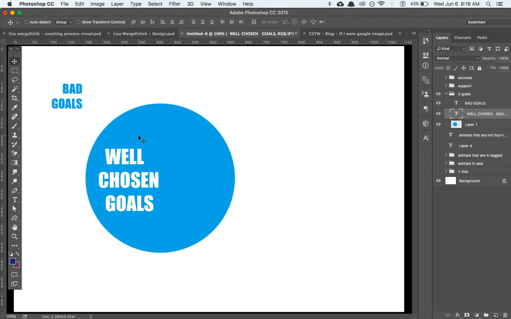So inside the circle would be goals that are specific, that are in line with your core values, and that have a certain time limit on them. So there are a lot of factors that go into well-chosen goals. And let's say there are bad goals, ones that are outside the circle.